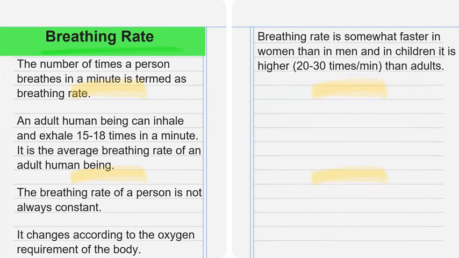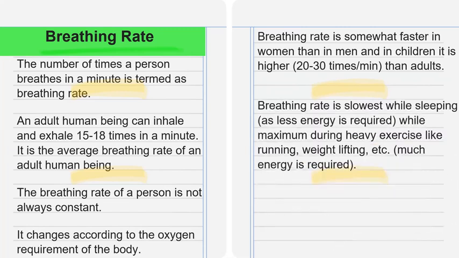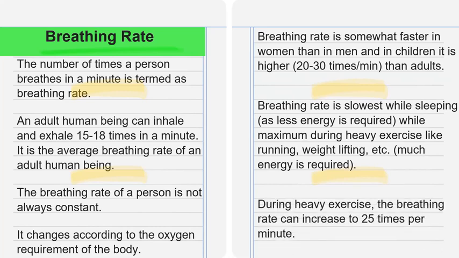Breathing rate is somewhat faster in women than in men, and in children it is higher, approximately 20 to 30 times per minute, than adults. Breathing rate is slowest while sleeping, as less energy is required, while maximum during heavy exercise like running, weightlifting, etc., where much energy is required. During heavy exercise, the breathing rate can increase to 25 times per minute.